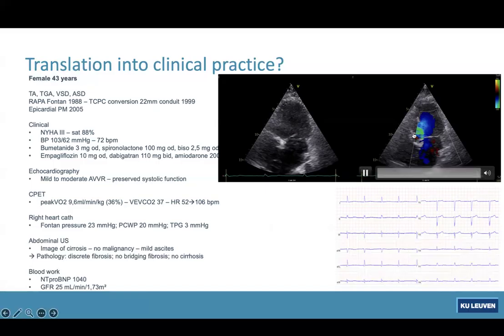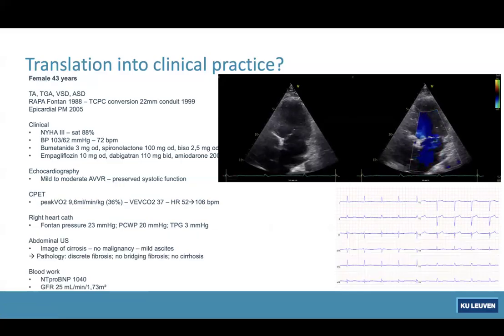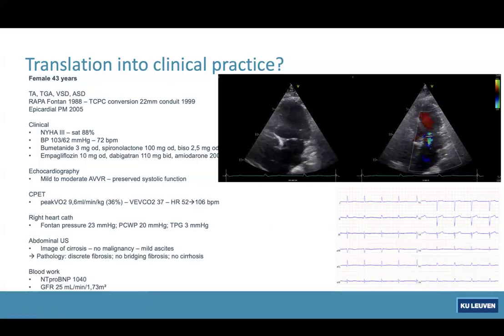I'll just restart this video. So there's some mild AV valve regurgitation. Here you can see a persistent fenestration, and preserved systolic function. The image quality is poor, and I apologize for that. Probably it's my skill, or it's just the constitution of the patient.